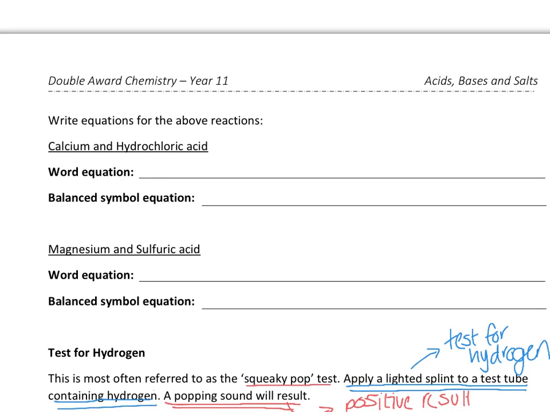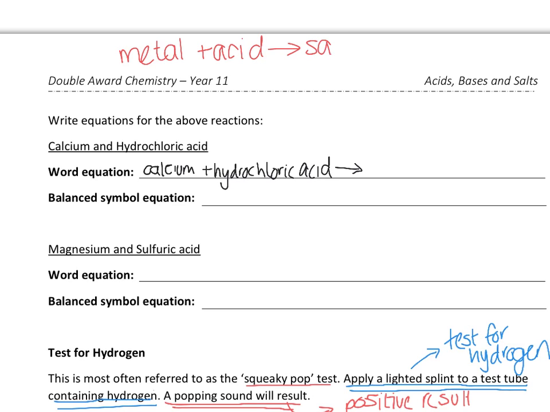So we'll always start by writing our word equation. Now the start of our word equation is easy. It's just the 2 things that we reacted together. So calcium plus hydrochloric acid. Okay, so that's the start of it, but what's the end of it? Well, I need to think back to my general equation, and it might be a good idea, you will be writing 4 equations on this page, so it might be a good idea just to write the general equation at the top of your page. Salt plus hydrogen.